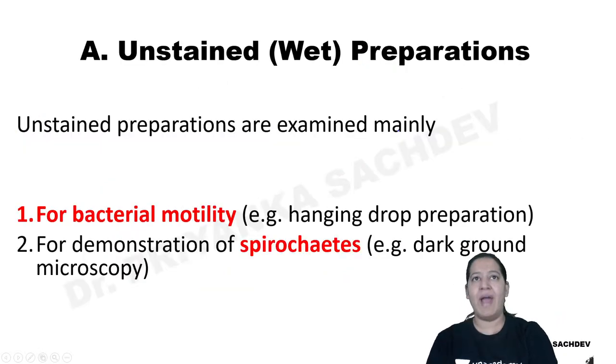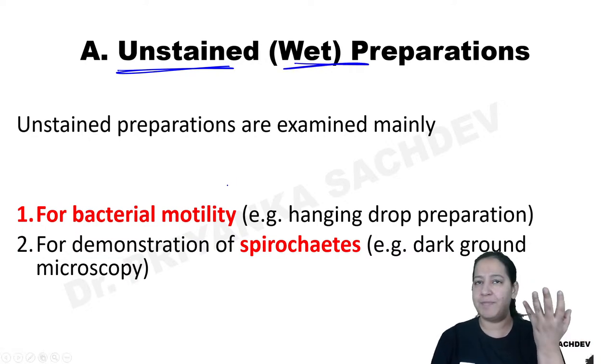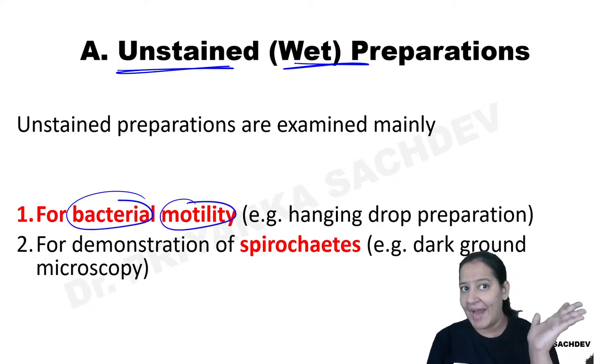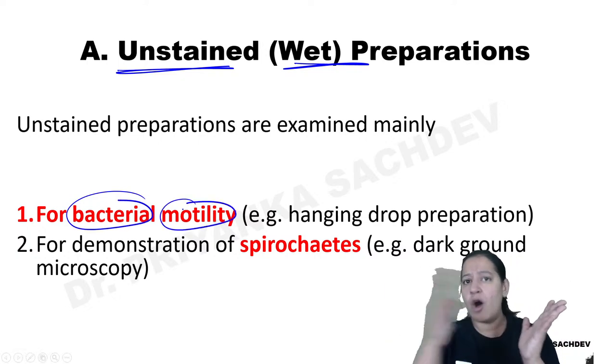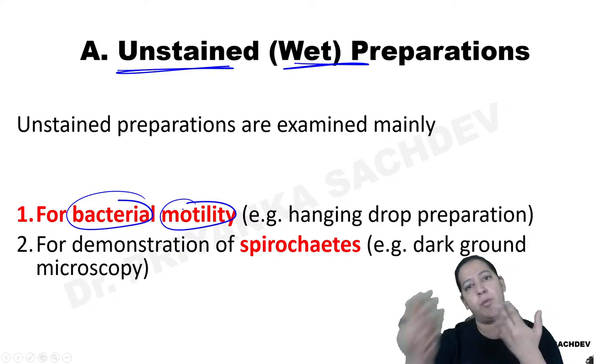Again, one MCQ. If we use unstained preparation, what will happen? Both are transparent, so you will not be able to see the bacteria exactly. But if the bacteria is motile, you will see something moving. Something is motile there, but you cannot make out the exact bacteria because both are transparent.